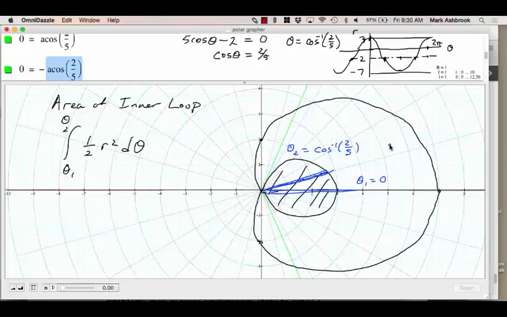Okay, so before we do the math, let's have the software do the graph that we sketched and see how we did on the sketch.